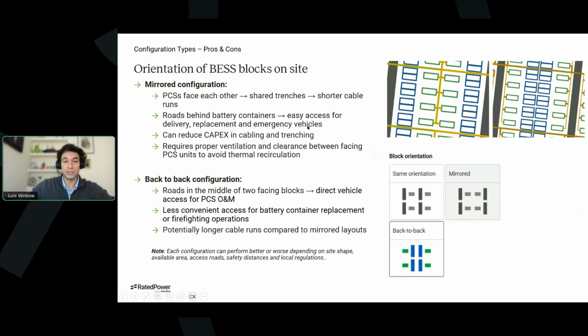and emergency vehicles. This is very good because, you know, if you have to replace containers, you will need heavy machines. So having the roads near our containers is always going to be helpful. And this can also reduce our capex in cabling and trenching.